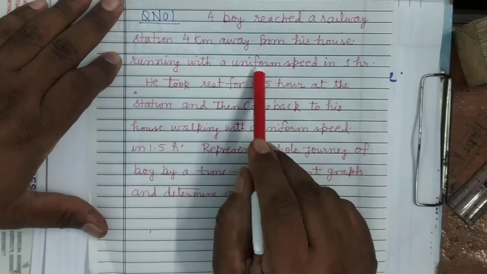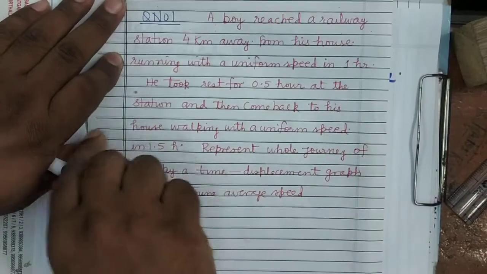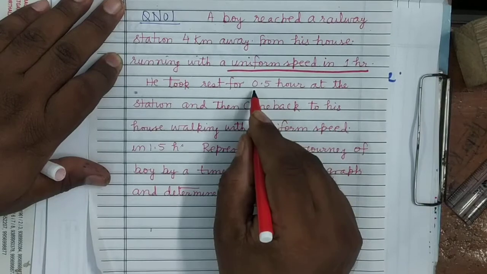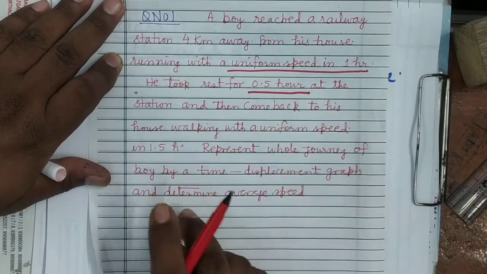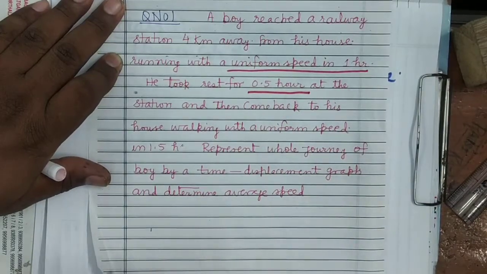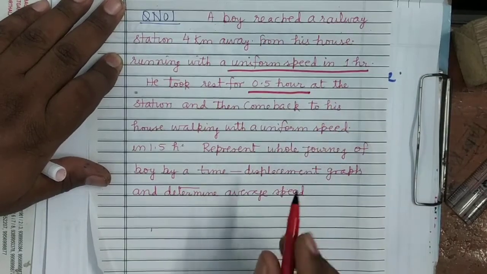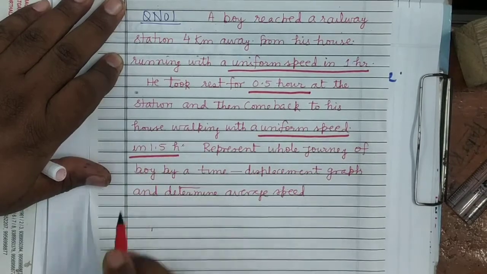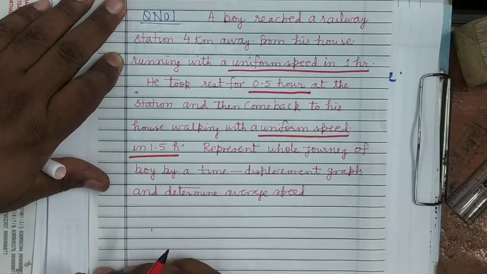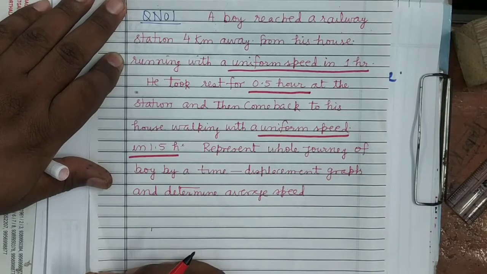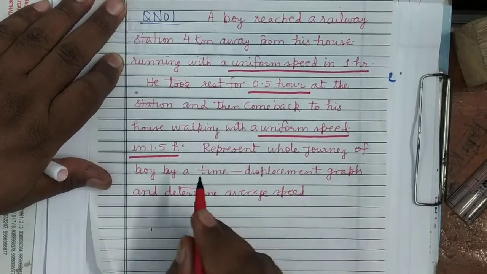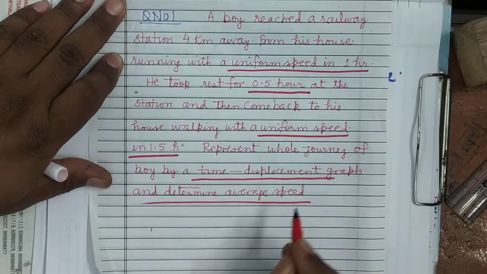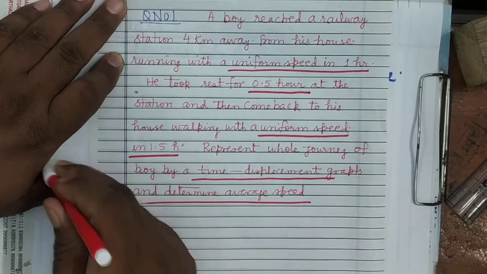Means for the first 1 hour he is travelling with a uniform speed. Then for 0.5 hour taking rest, means the velocity is 0. Then once again with a constant velocity for 1.5 hour, returning to the same point, means from where he has started. Represent the whole journey on the time displacement graph and you have to determine the average velocity.